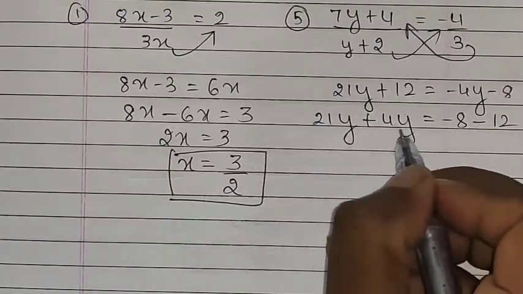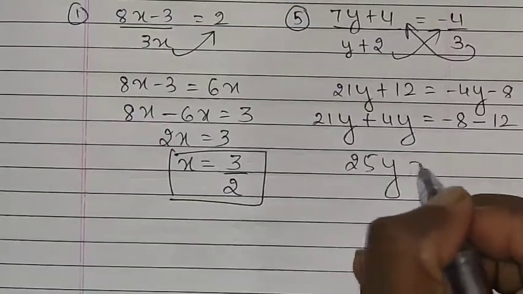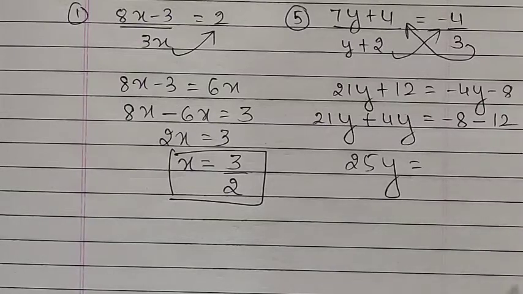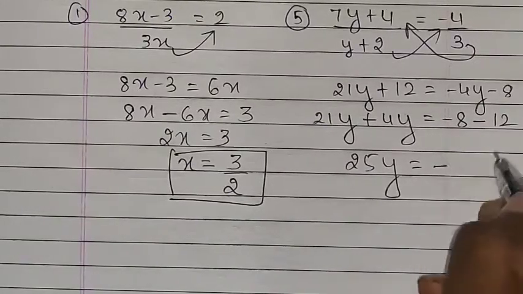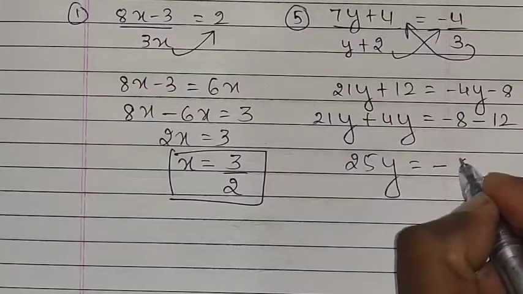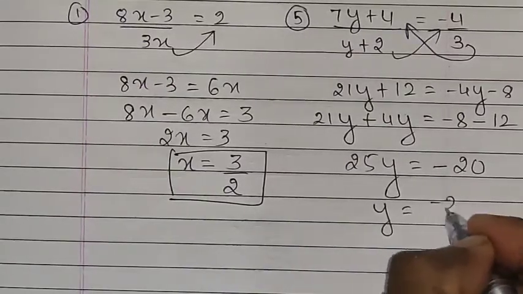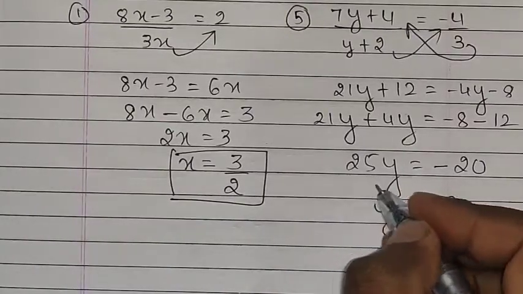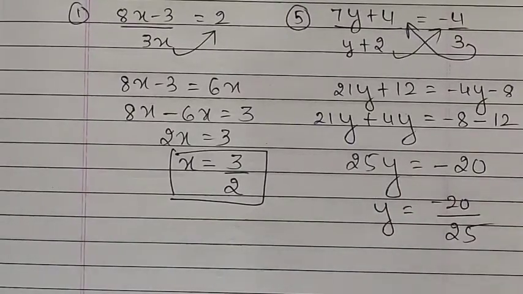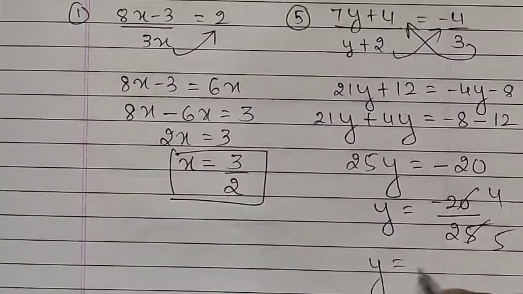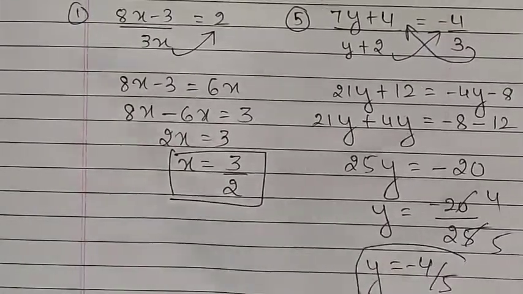21y plus 4y, total 25y is equal to minus 8 minus 12. If two numbers both have minus, I will keep this minus as it is and add these two numbers. 12 plus 8, the answer is 20. Since we want the value of y, y is equal to minus 20 divided by this multiplied number, 25 comes to the denominator, becomes minus 20 divided by 25. Both numbers can be cancelled by the 5 table. 5 4s are 20, 5 5s are 25. Y answer is minus 4 divided by 5. This is your answer.